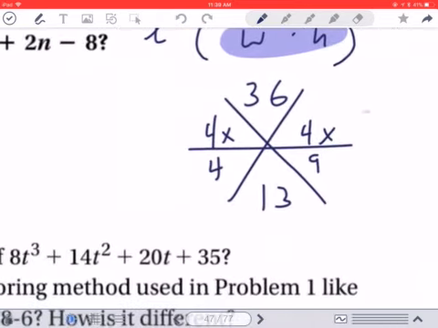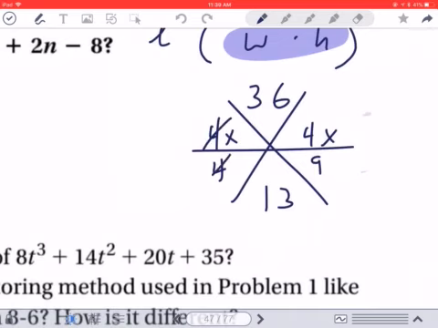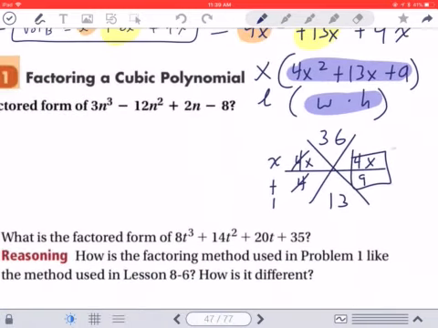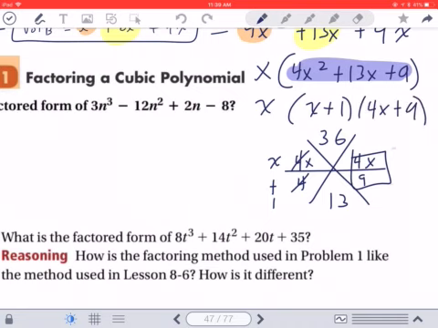And then I could do some reducing. So this is going to reduce to just x plus 1. And this is going to be 4x plus 9. So my other dimensions here, I'll erase this. This could be x, and then I have x plus 1 and 4x plus 9 right there in purple.